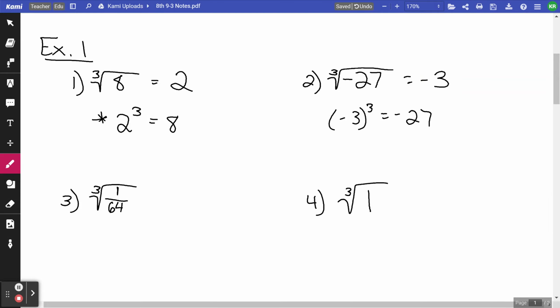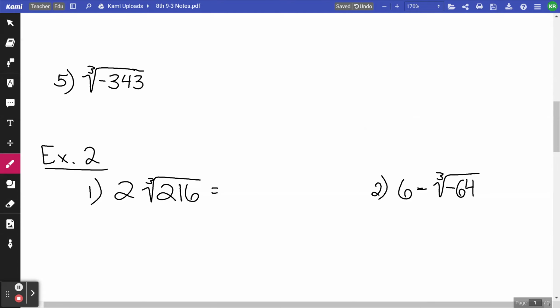So even though it's a fraction, we still keep working the same idea, the same way. What number cubed is going to give us 1 over 64? If we think about that, that's going to be 1/4, cubed equals 1 over 64. So the cube root of that is 1/4. The cube root of 1, well, 1 cubed equals 1. So the cube root of 1 is also 1.